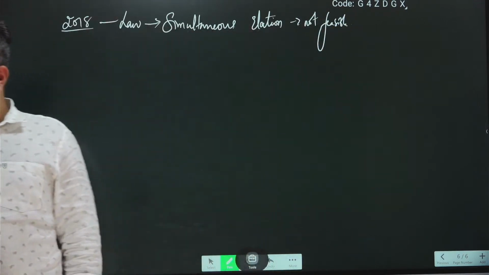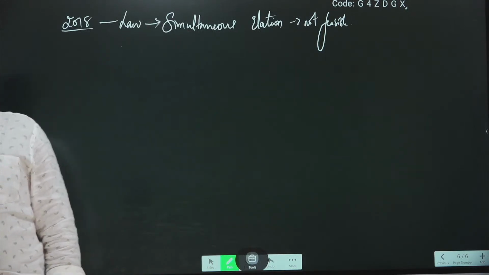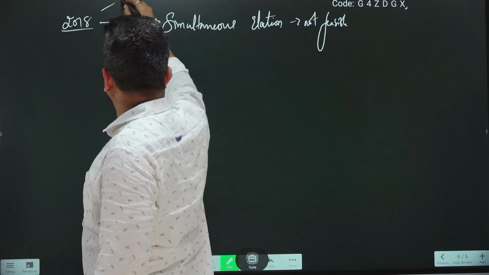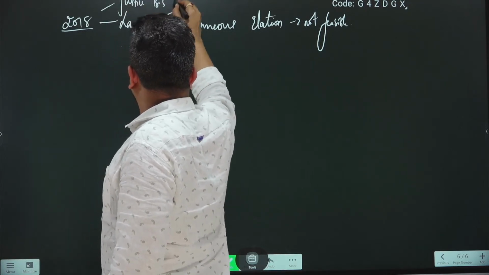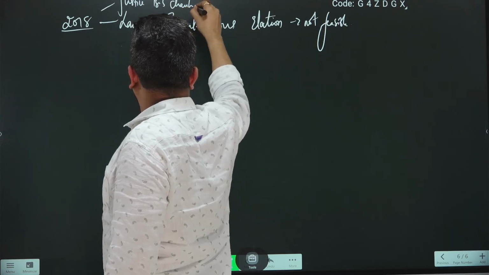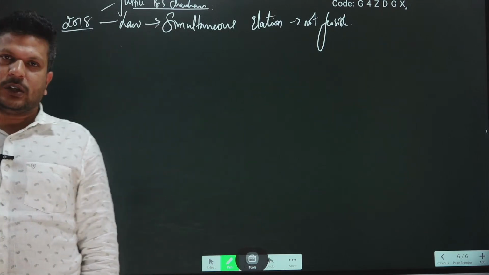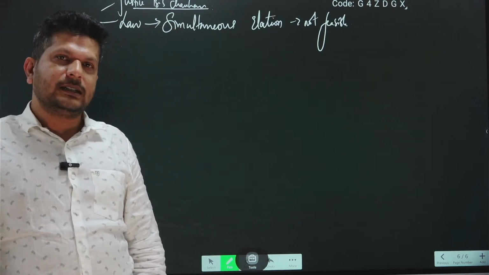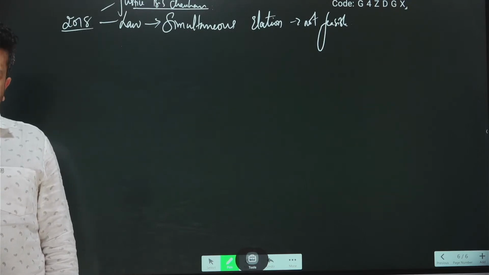And this Law Commission was constituted under the chairmanship of Justice B.S. Chauhan. Remember this? This can be used when you are writing any answers. So Justice B.S. Chauhan in 2018 recommended that simultaneous elections are not feasible in the Indian context.